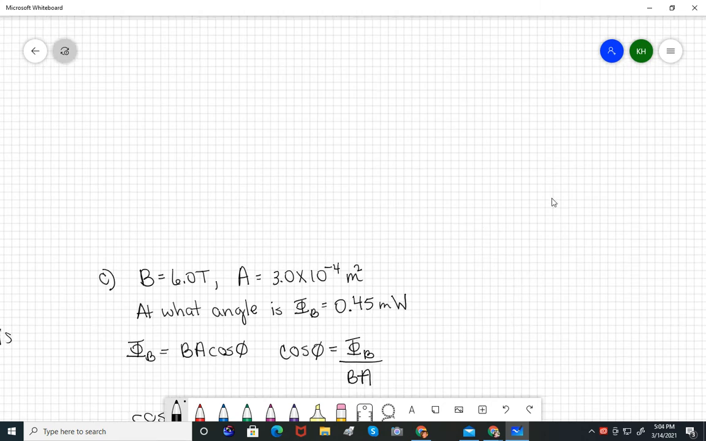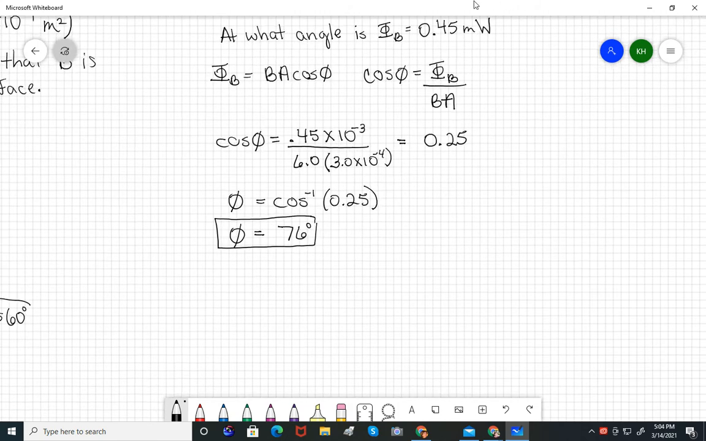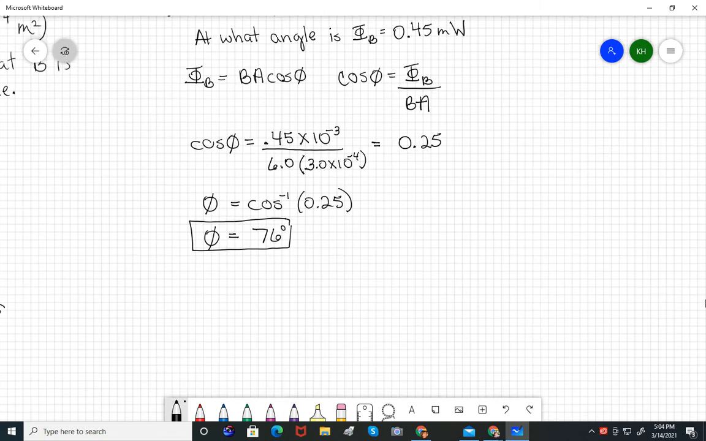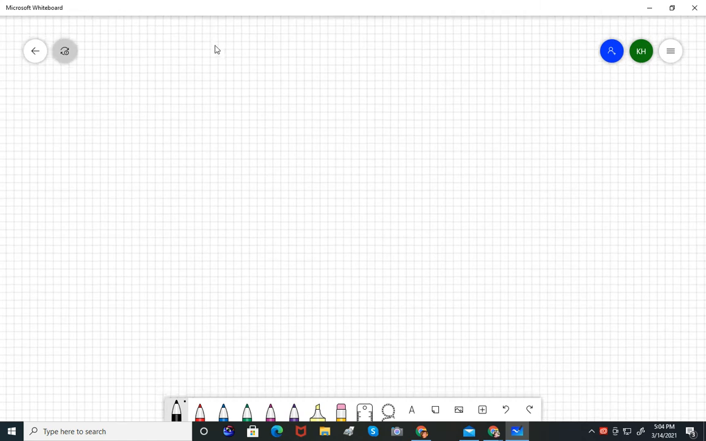Okay. Let's see if it's going to let me scroll up this time. Okay, it doesn't like up. There we go. We'll just get clean space.